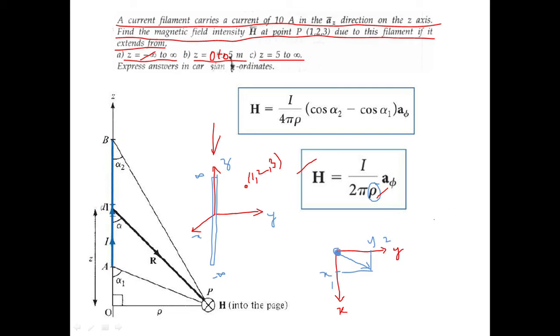So what is rho here? Rho will be equal to root of 1 square plus 2 square. That will be root 5. So rho will remain the same for all the problems, because in all three cases the conductor is placed on the z axis. So it will be root 5. Correct. Rho will be equal to root 5. We know what is the current I. We know what is rho. So we can find what is H vector.